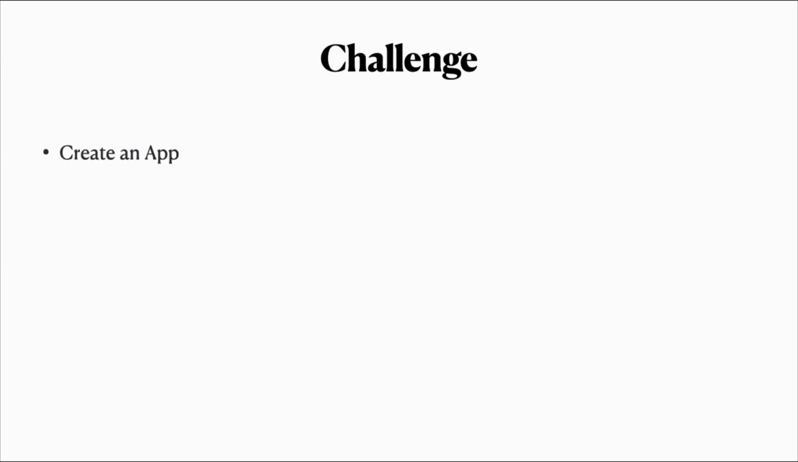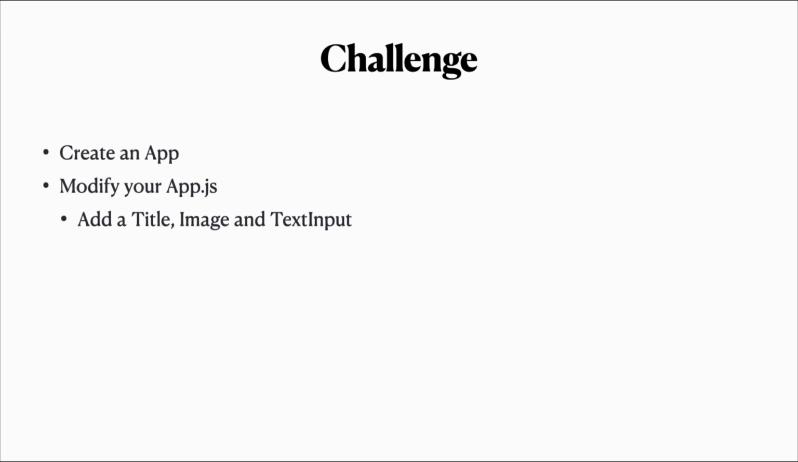So in this challenge, I want you to create an app or modify your app.js that you already have when you build your new project. And then I want you to add a title, an image, and a text input box. And I want you to play around with these a bit. So you can play around with the color of the title. You can change the view settings so things are laid out in a certain way. You can change the margins and things. If you want to put certain example text into the input box, if you want to change that as well, that's what I want you to do with this challenge.